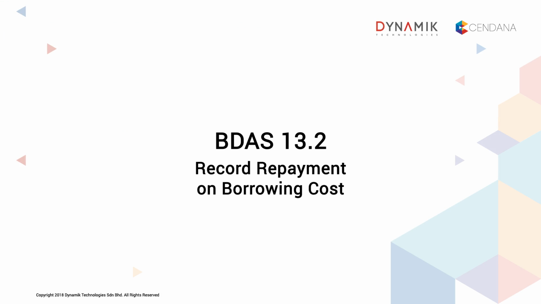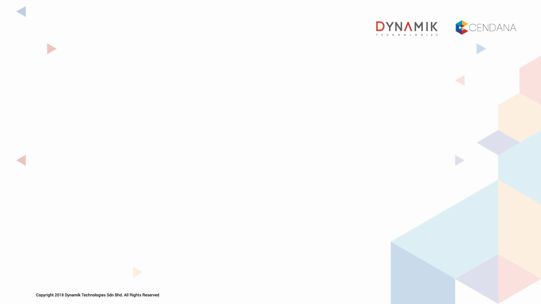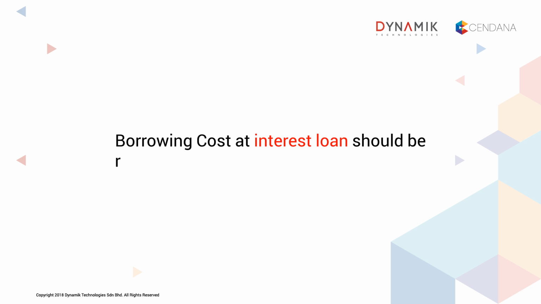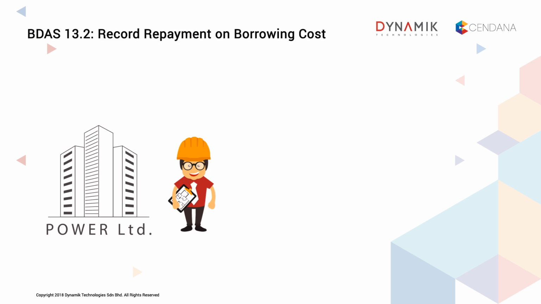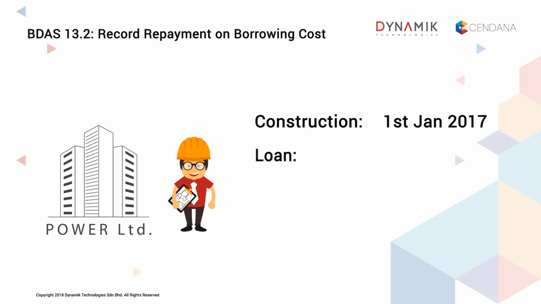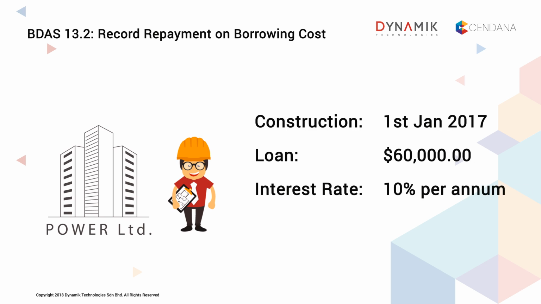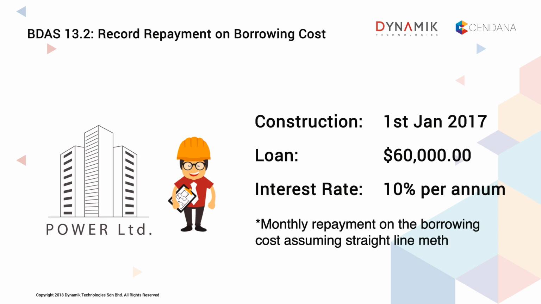Next is to record repayment on borrowing costs under BDAS 13.2. Interest loan is defined as borrowing costs and interest loan should be recognized as an expense. For example, Power Limited started the construction of an asset on 1st January 2017 with a loan of $60,000 borrowed at interest rate at 10% per annum for 12-month basis. Power Limited made monthly repayment on the borrowing cost assuming straight line method.